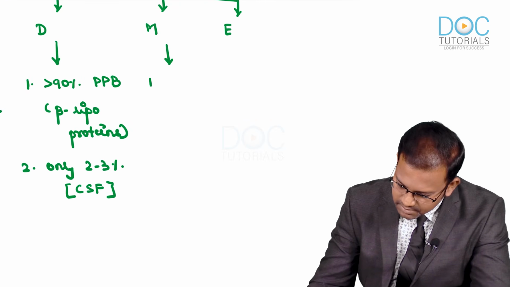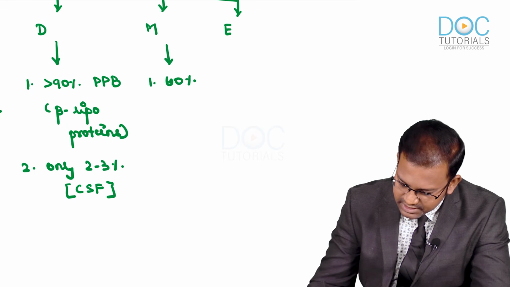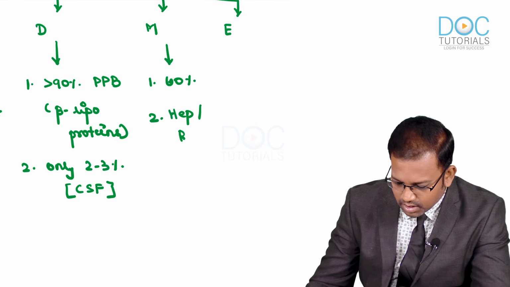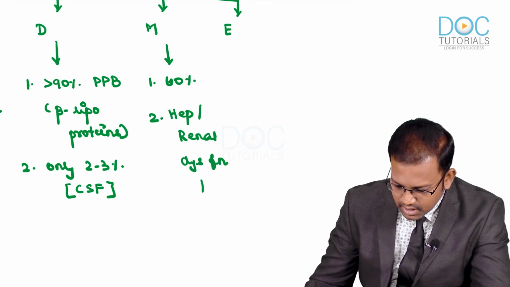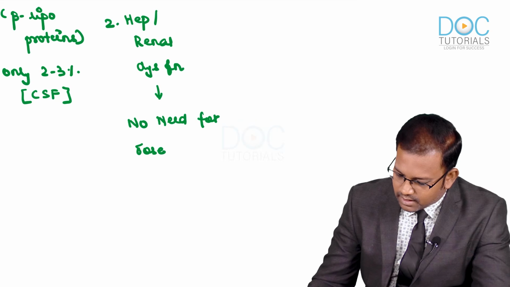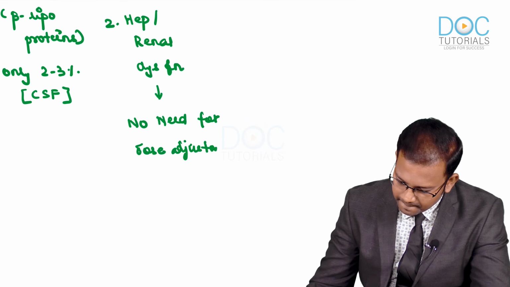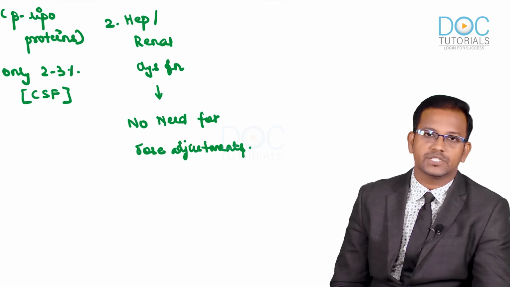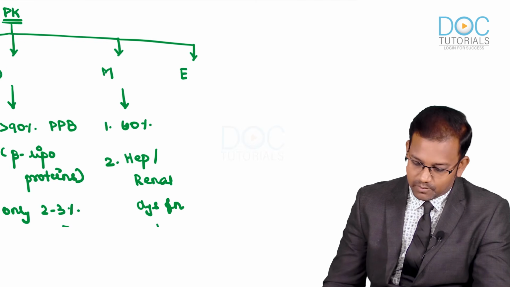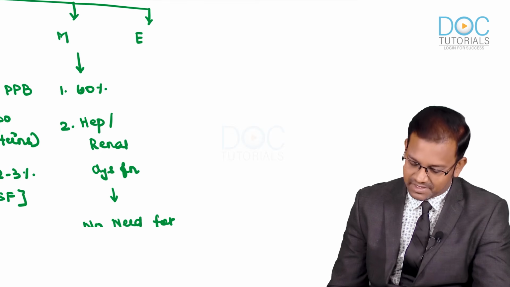Metabolism. Please note that around 60% is getting metabolized, and most importantly, in hepatic or renal dysfunction, there is no need for dose adjustment. Please remember that. We'll talk about that more when we study the adverse effects of amphotericin B.